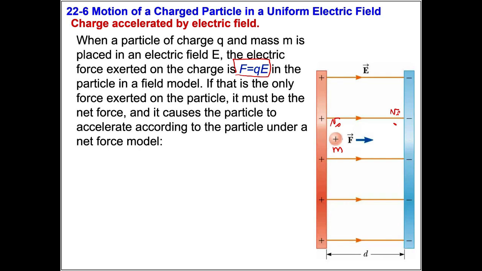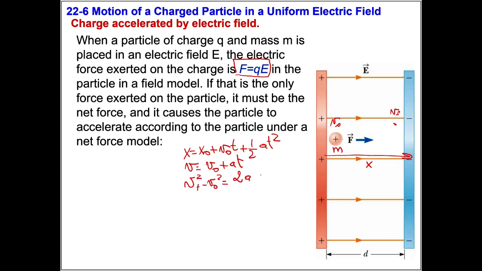Let me remind you. So if we have, this is the x direction, we can write that first of all, x is equal to x0 plus v0t plus 1/2 at squared, and we can write v is equal to v0 plus at, and we can write v final squared minus v initial squared is equal to 2a delta x. These are equations of motion for F being constant. Okay? If the force is not constant, you cannot apply these equations.